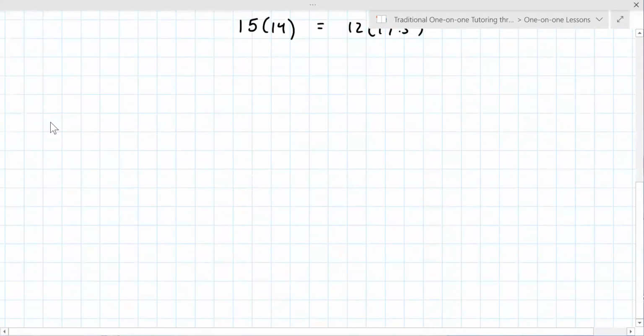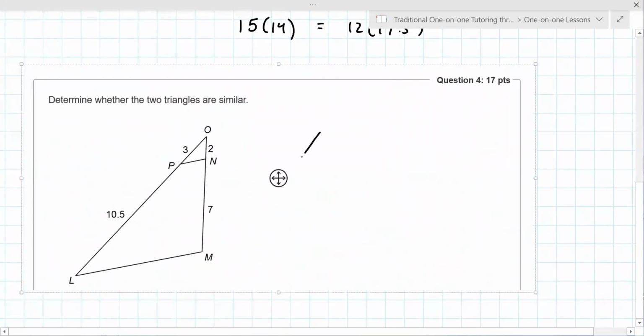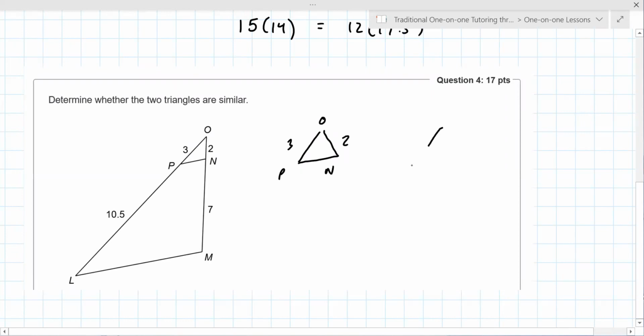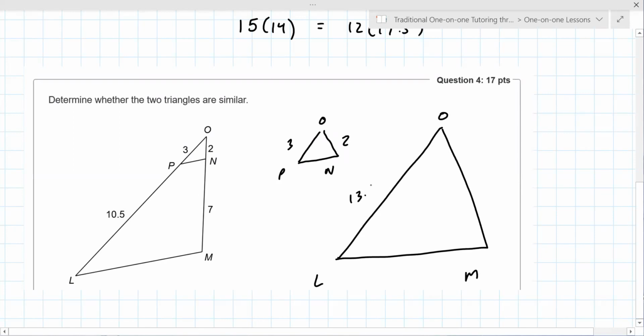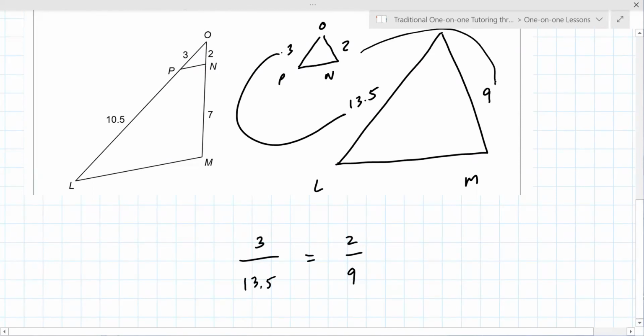Okay, so the next question here, it says determine whether the two triangles are similar. So there's this smaller one, OPN, and then there's this bigger one, OLM. Can you give me this long side length here? 13.5. Okay, and how about this other one? 9. Okay, so again, it's ratios. Is 3 over 13.5, see this one and this one, equal to 2 over 9? So can you tell me yes or no to that?